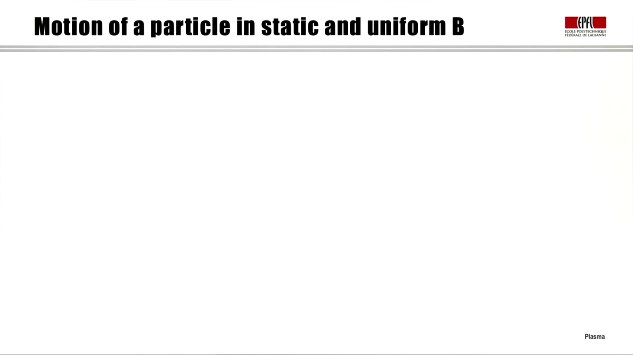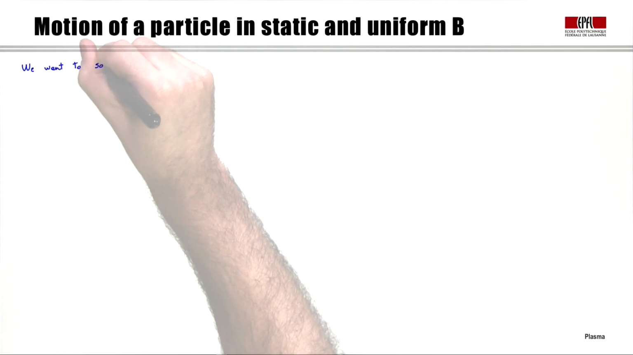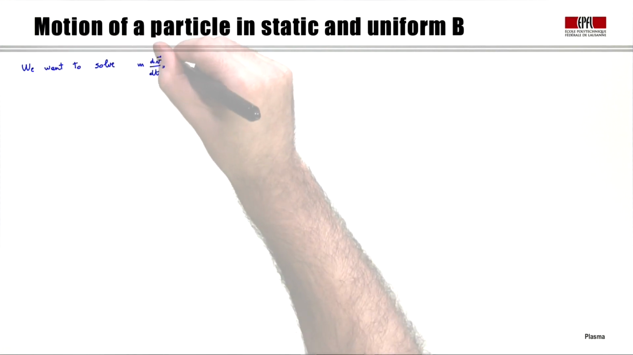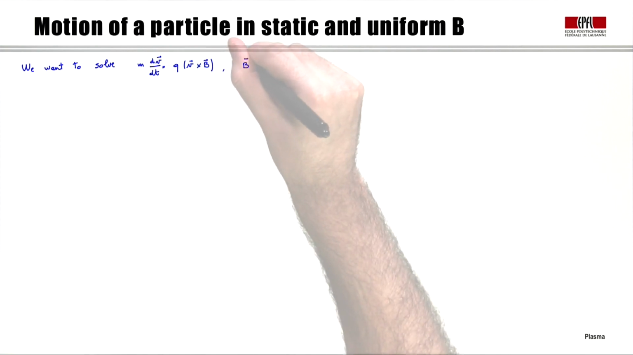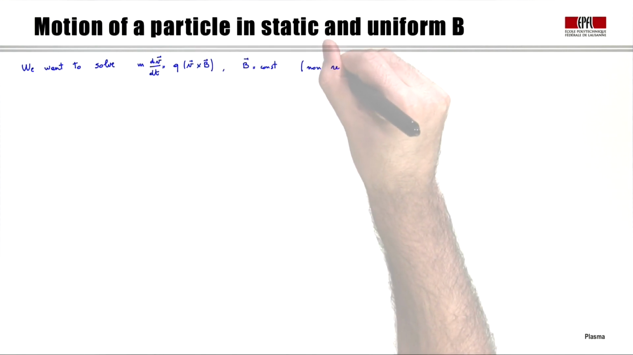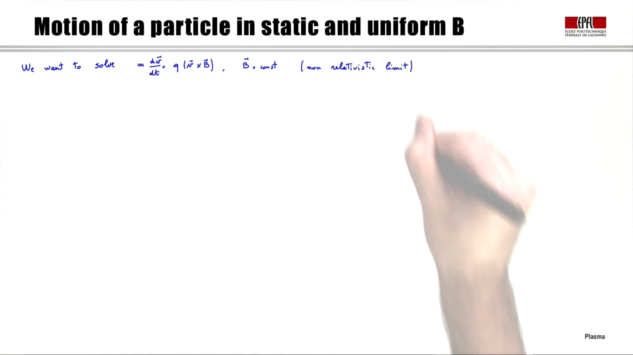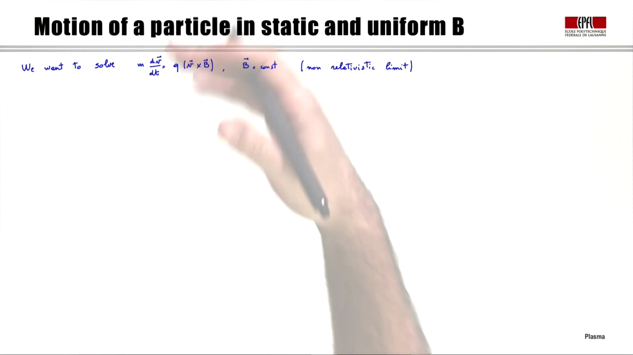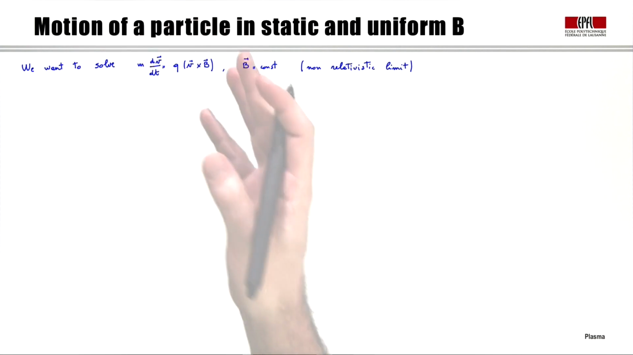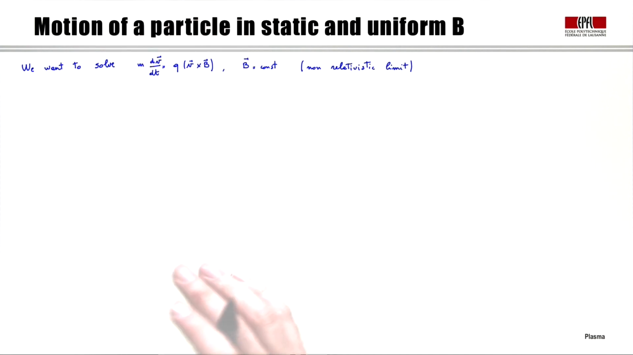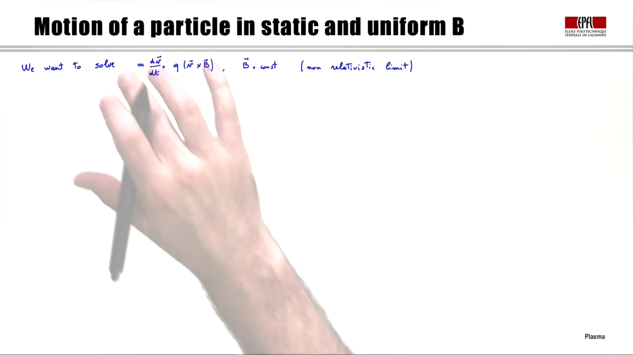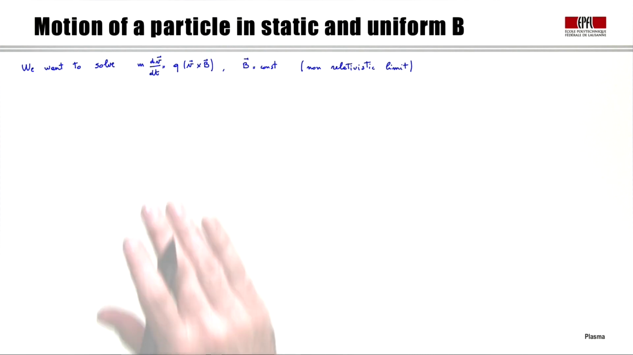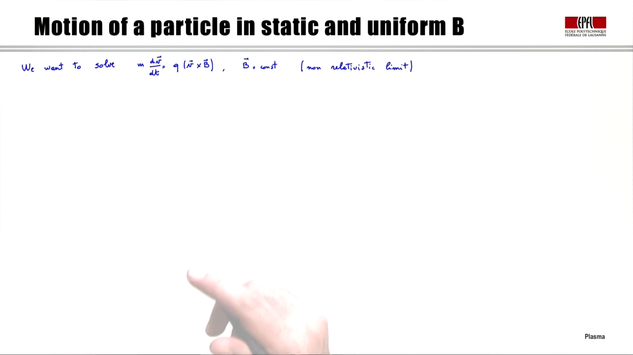So let's start with the simplest case, the motion of a particle in a static and uniform magnetic field. What we basically want to do is to solve the Newton equation with the Lorentz force, with B constant. And we will look at the non-relativistic limit. Well, this equation can be solved by brute force, by solving all three coupled components of it, or by studying in a bit more detail the properties of the particle motion subject to the Lorentz force. Let's take the second approach.